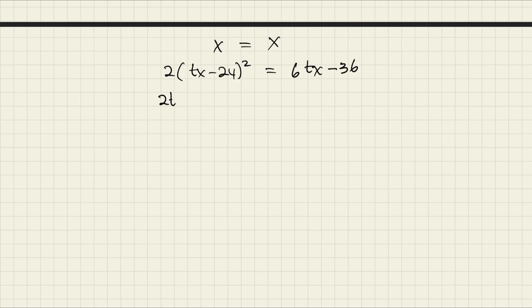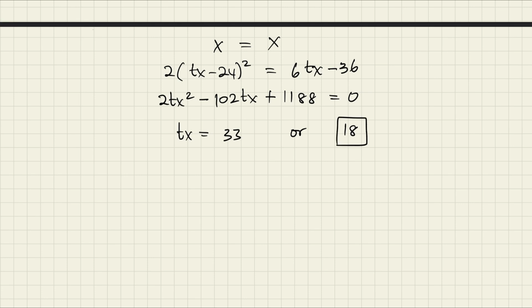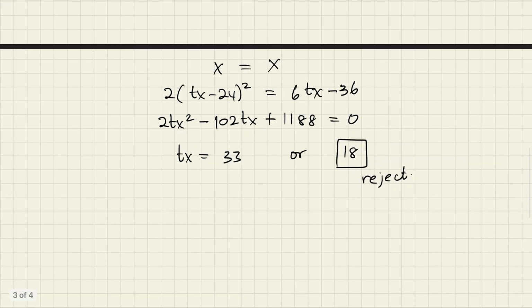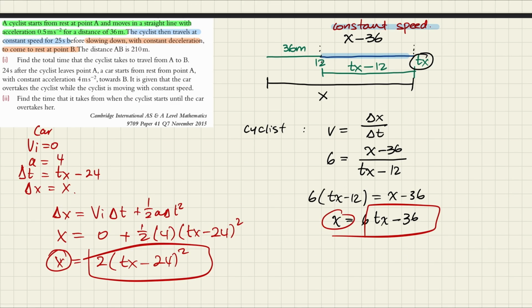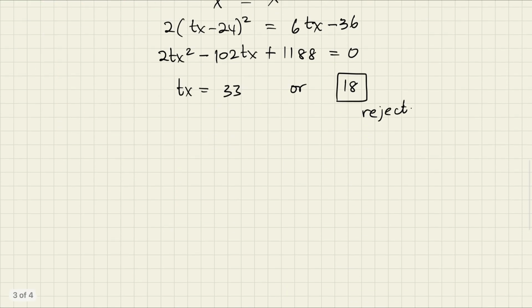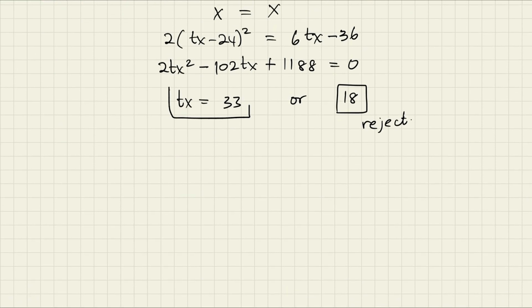We'll get 2tx squared minus 102tx plus 1188 is equal to 0. That means tx is going to equal 33 or 18. Now we're going to reject the 18 for the simple reason that at 18 seconds, the car hadn't even started. The car only started after 24 seconds. So the answer to the question is after 33 seconds.